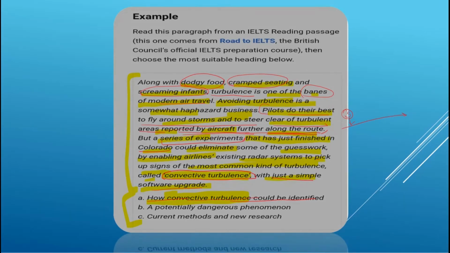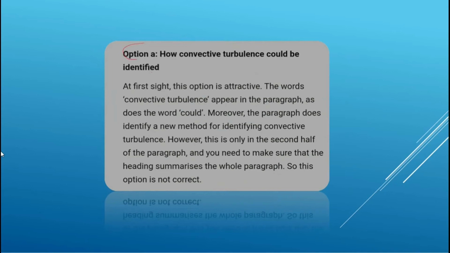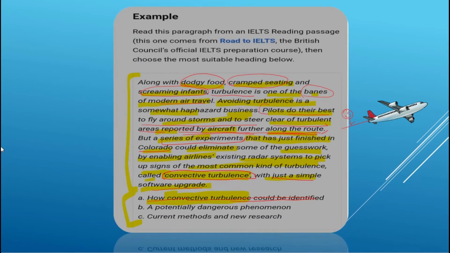This is the option. Now let's analyze. I have created another slide for this option A, how convective turbulence could be identified. Looking at it, it is very attractive because it contains the word turbulence as well as convective. But they're talking about how this could be identified. Definitely, how can this be identified? They are telling us here by only a simple software upgrade. Then this can be an option. This can be a correct option, isn't it?